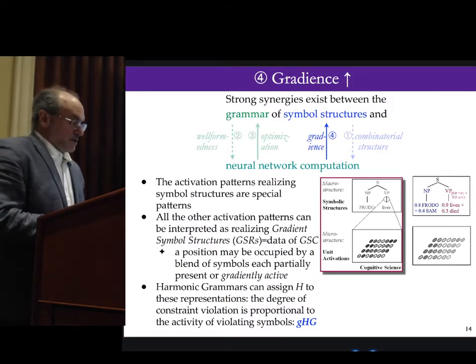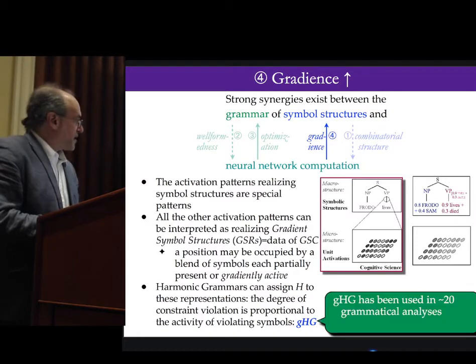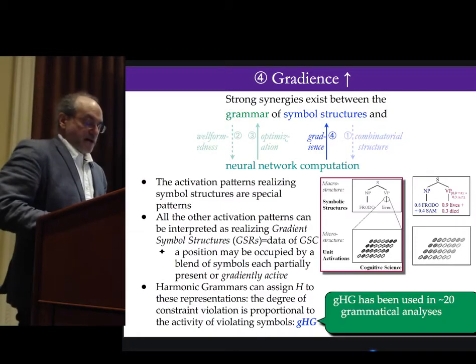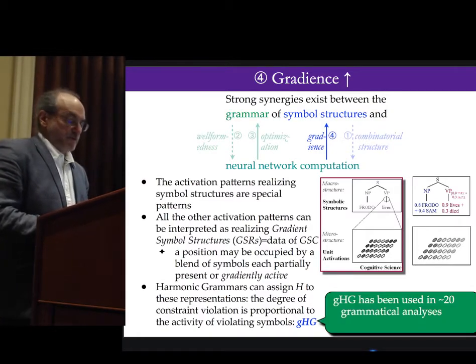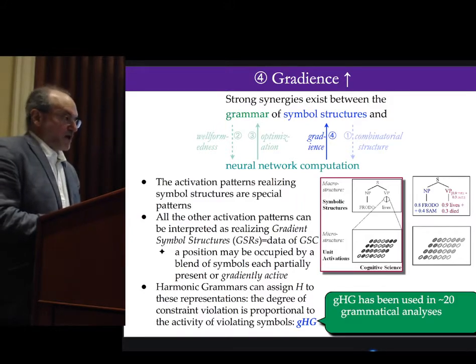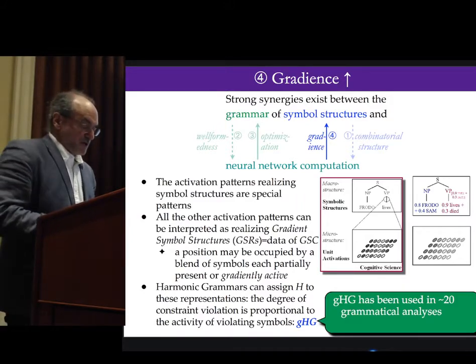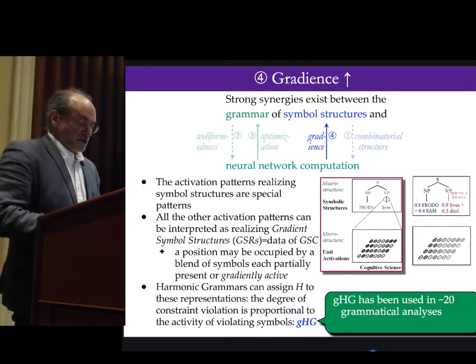At this point, GHG has been used in about 20 grammatical analyses. And if you're interested, I can send you a list of them if you email me. I will discuss just one of those examples now, a GHG analysis of French liaison.